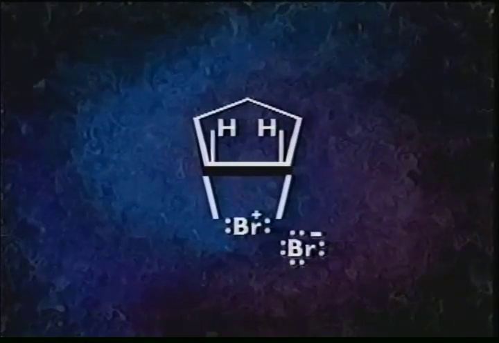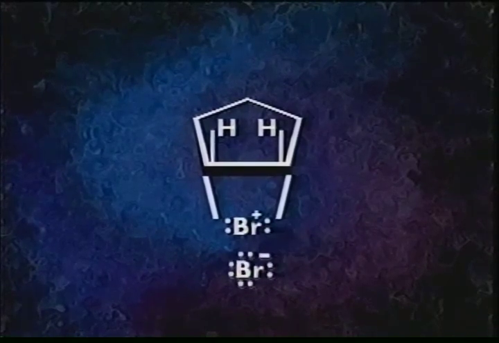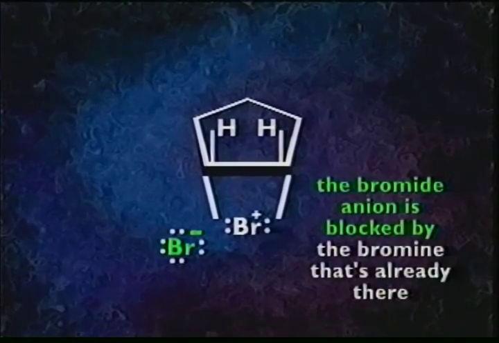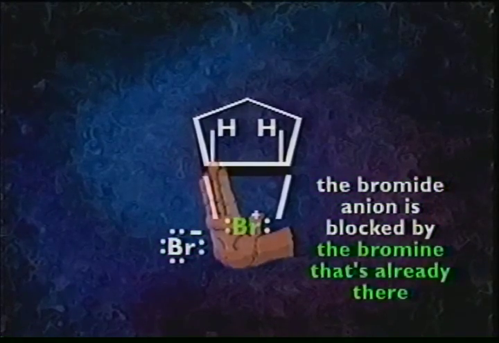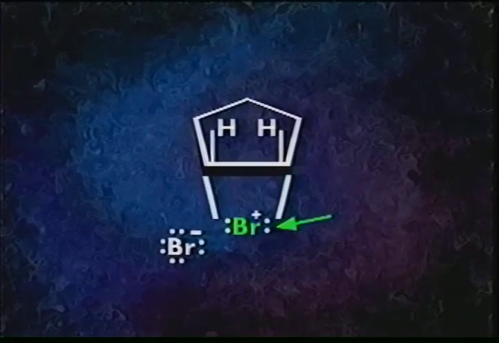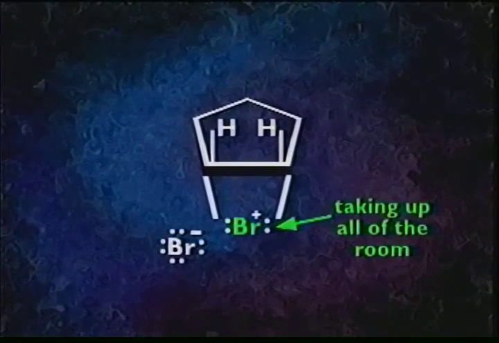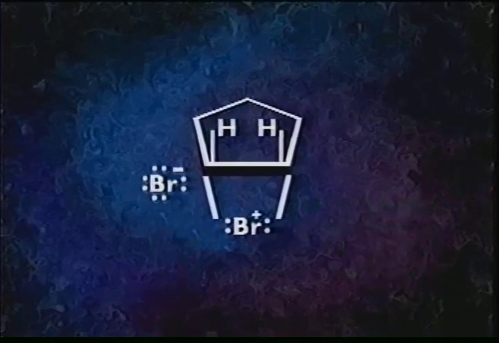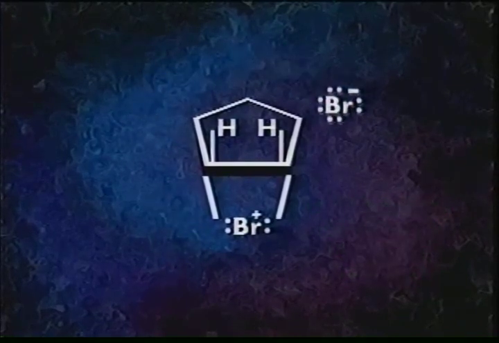At first, the bromide anion moves in on the same side as the first bromine and tries to add on to that side, but it can't. The bromide anion is actually blocked by the bromine that's already there, bonded to both carbons 1 and 2. Do you see? The bromine that's participating in the bromonium ion complex is taking up all the room on one side of the plane of the cyclopentane. So the bromide anion only has one choice. It has to attack the cyclopentyl ring from the other side.